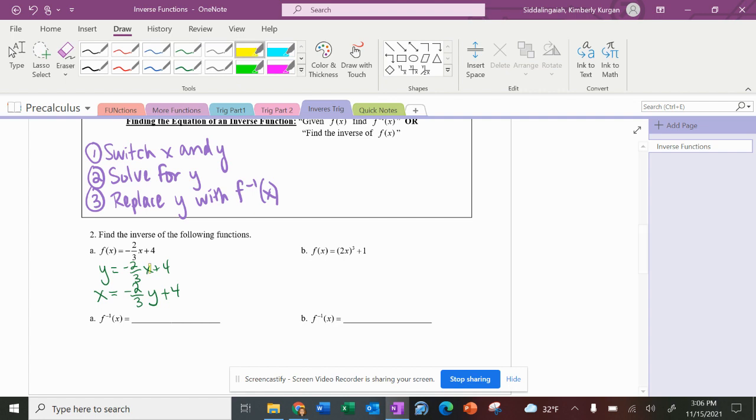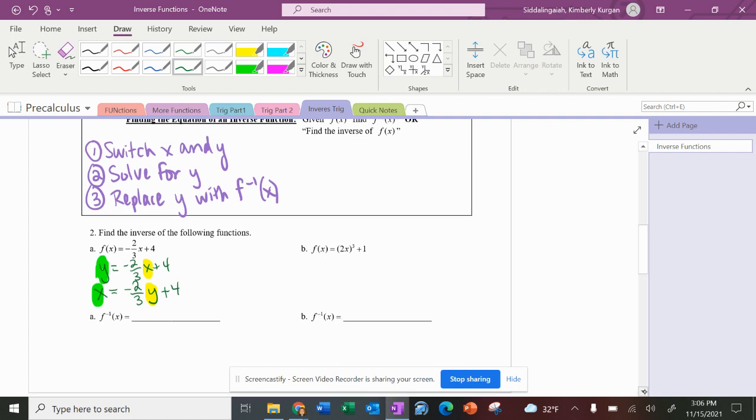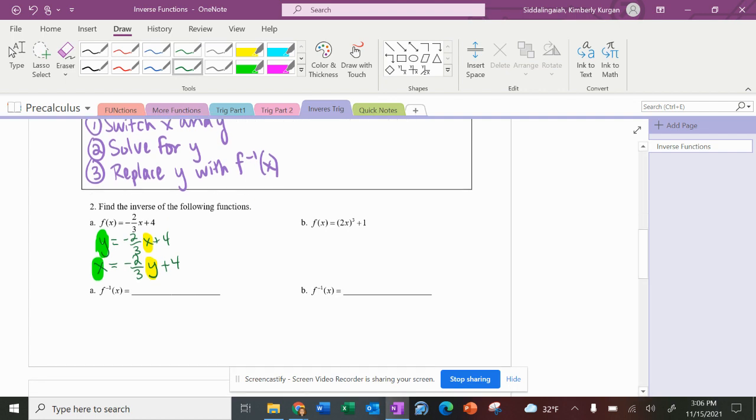So notice that where I had an x is now a y, and where I had a y is now an x. So it definitely looks a little different. Now, unfortunately, I have that blank there for my answer. I'm going to have to kind of work around that. So my next step is going to be down here. I'm solving for y now, so the yellow bubble. So I'm going to subtract 4 from both sides.